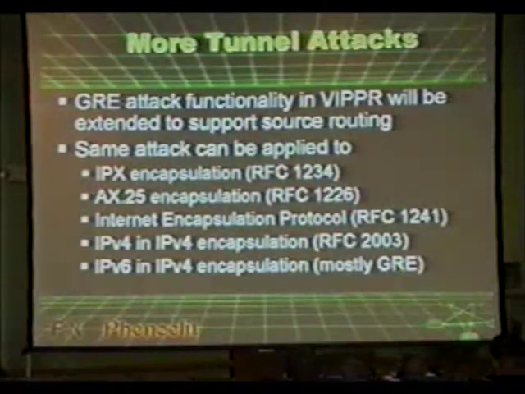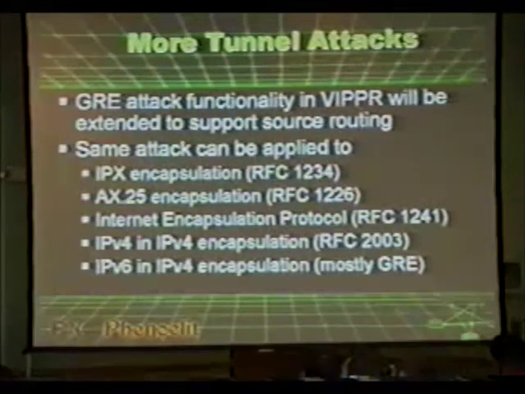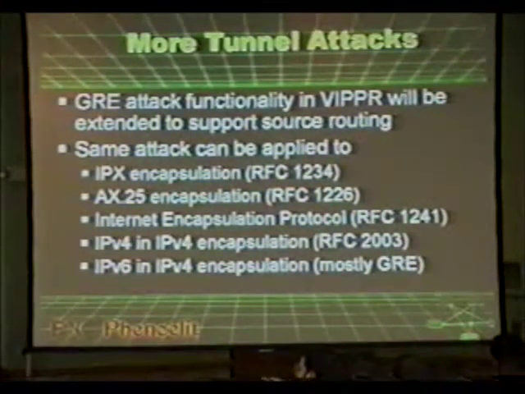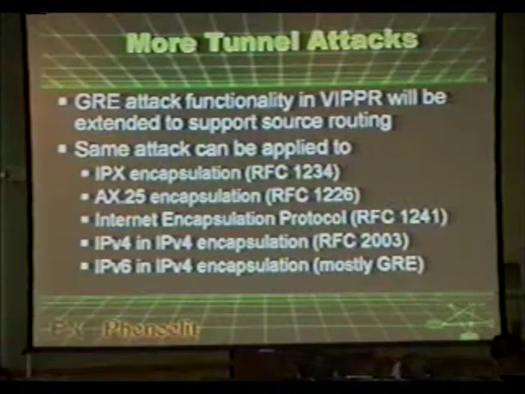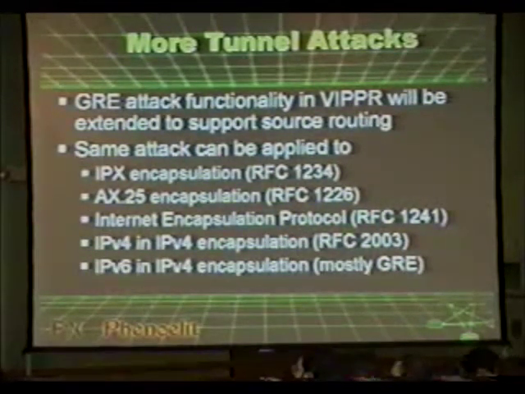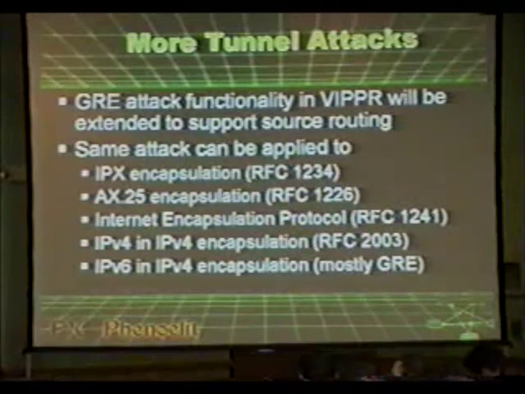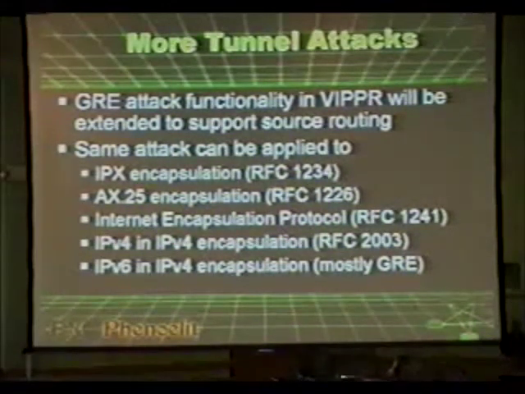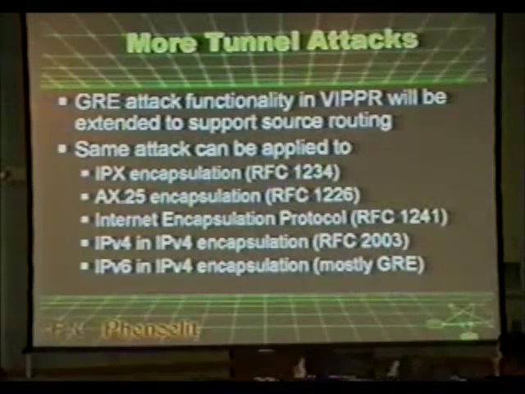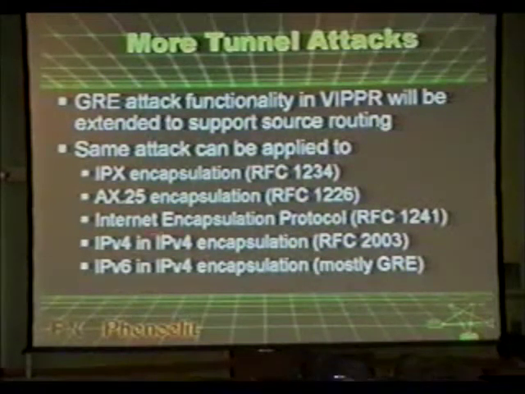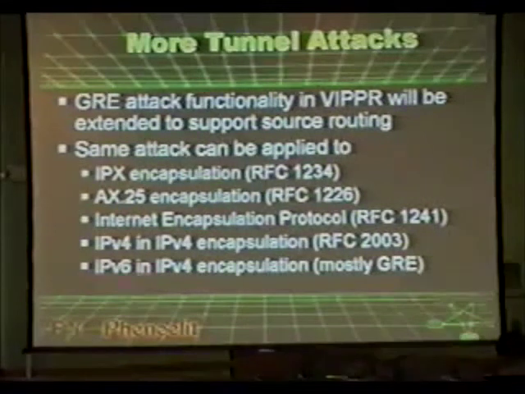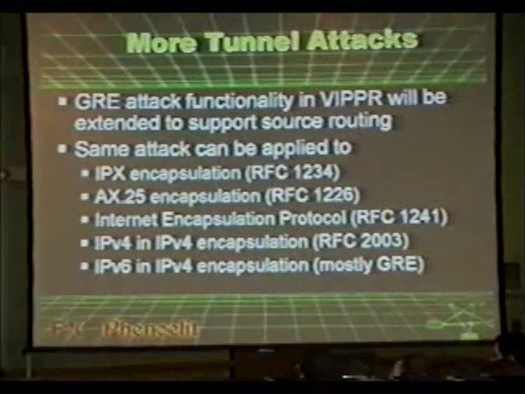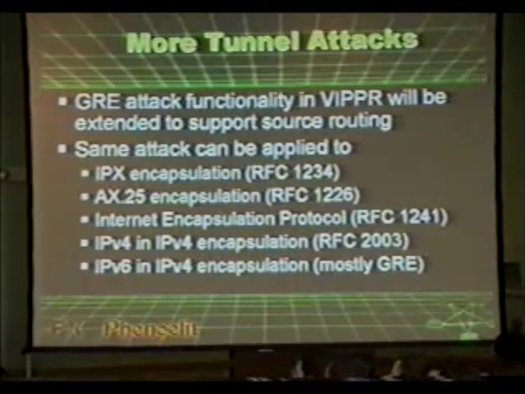Since this is so funny, we'll actually put some more work into this. At the moment, there's no support for source routing, which makes it so interesting. A thing to do, probably, is you can apply the same attack to IPX encapsulation, X25, any takers in the banking industry here? You can encapsulate IPv4 and IPv4, or even attack IPv6, 6bone islands. So, what about taking over an IPv6 host before it's even on the internet?